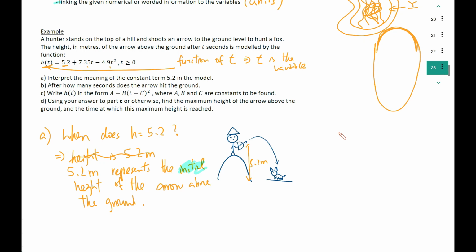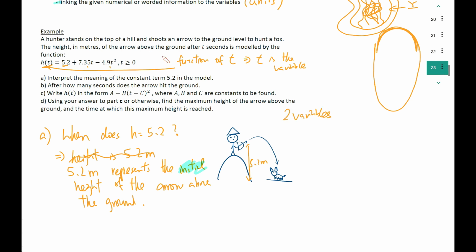Part B. After how many seconds does the arrow hit the ground? Now, back to the question again. In this question, how many variables are there? Even Dora the Explorer would be able to answer this question. There are 2 variables in this question, by the way. Sorry, I should have mentioned that in the beginning.